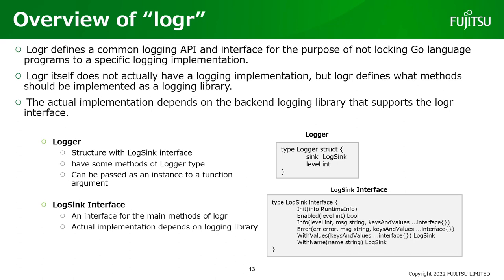Next, an overview of logr. Logr defines a common logging API and interface for the purpose of not locking Go language programs to a specific logging implementation. Logr itself does not actually have a logging implementation, but logr defines what methods should be implemented as a logging library. The actual implementation depends on the backend logging library that supports the logr interface.